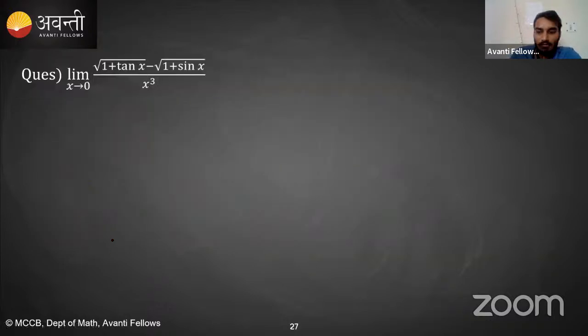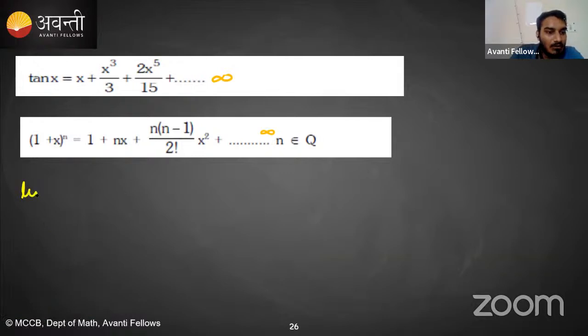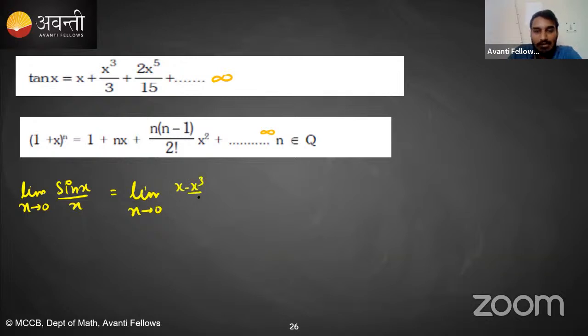For example, students, everybody knows this limit. Let's find the limit of x tending towards 0 of sin x upon x. If I don't want to use the L'Hopital rule, one thing I can do is use the expansion of sin x. What is the expansion of sin x? x minus x cube upon 3 factorial plus x raised to the power 5 upon 5 factorial minus x raised to the power 7 upon 7 factorial and so on, all divided by x.